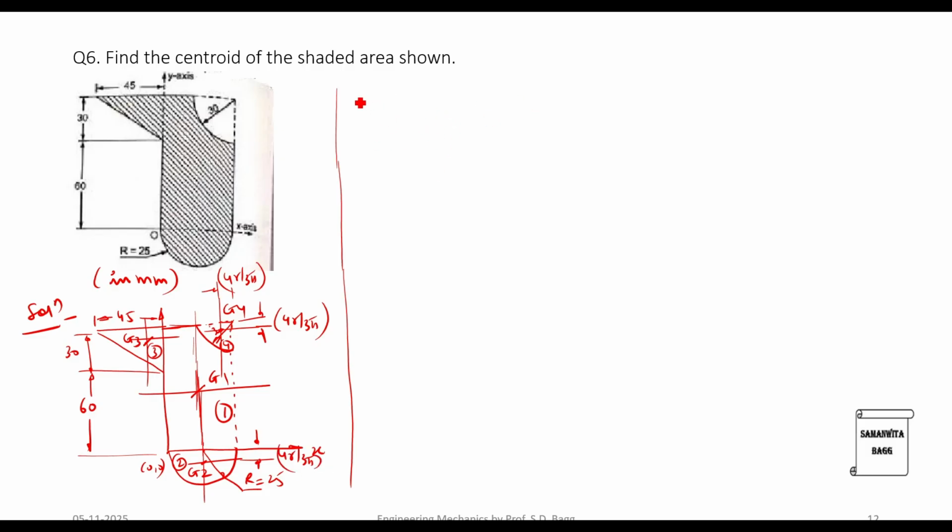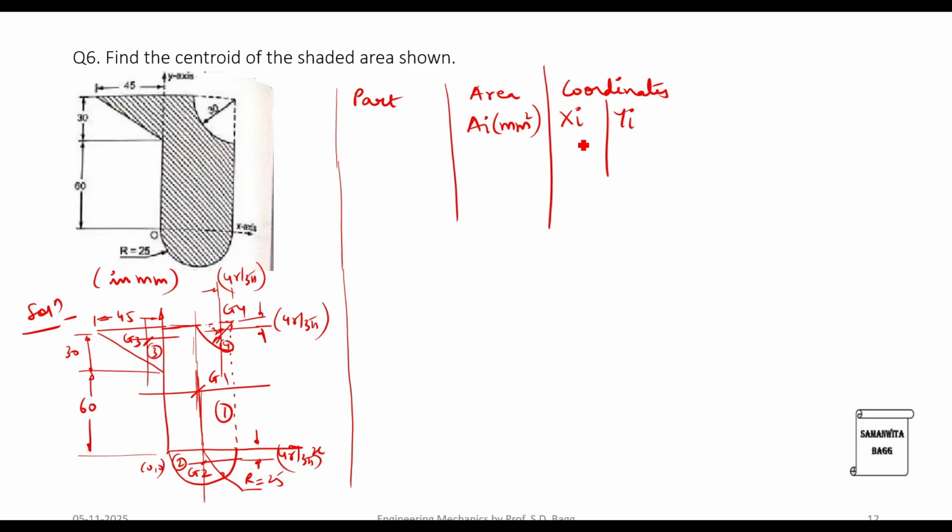So now let's make the table. The first column is of the part. Then we will write down the area of the part Ai, which is in mm square. Then we have to write the coordinates xi, yi, both will be in mm. Then we have to calculate Ai xi in mm cube and Ai yi again in mm cube.